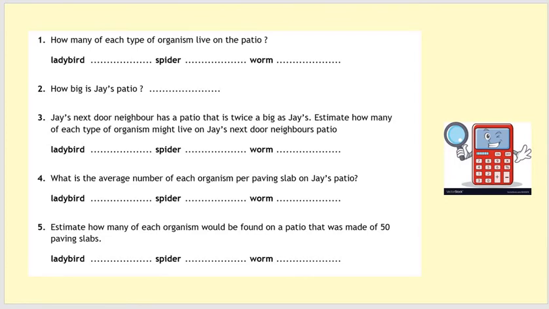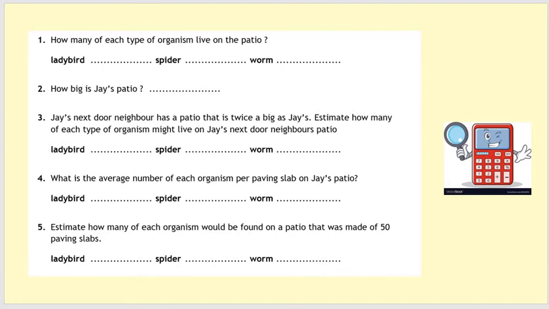Jay's next door neighbour has a patio that's twice as big as Jay's. Estimate how many of each type of organism might live there. You can't be sure because there might be different soil, there might be different levels of moisture, but you can estimate. It's not a guess because you're not choosing random numbers. It's going to relate to the answer for question 1.